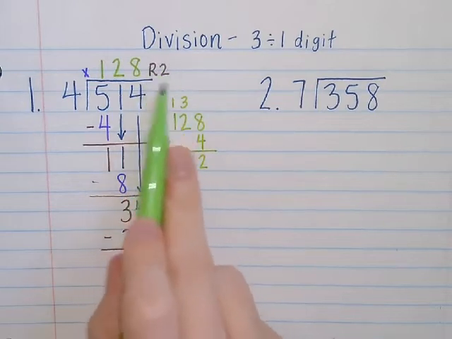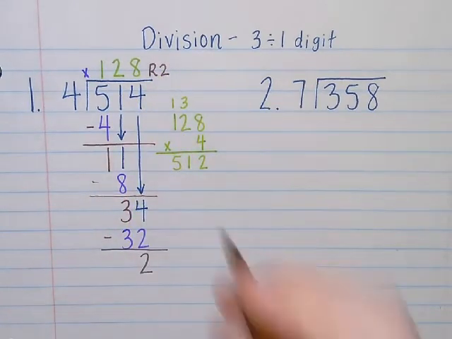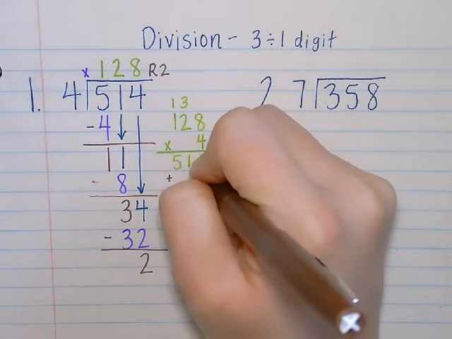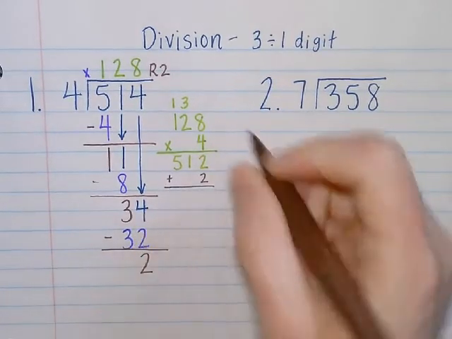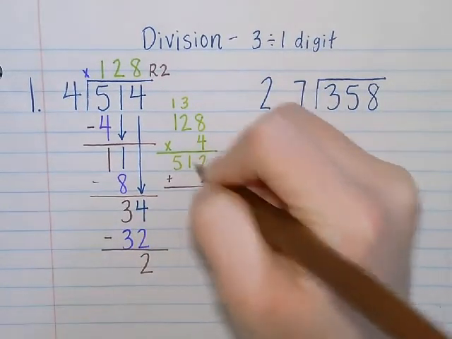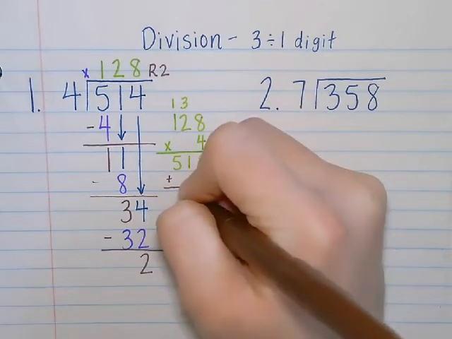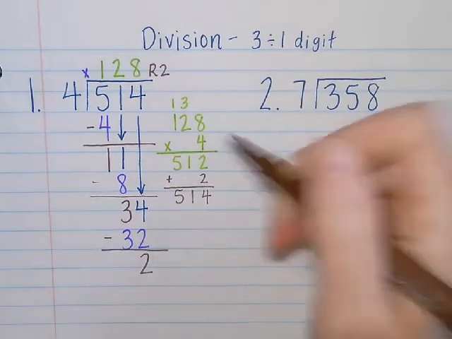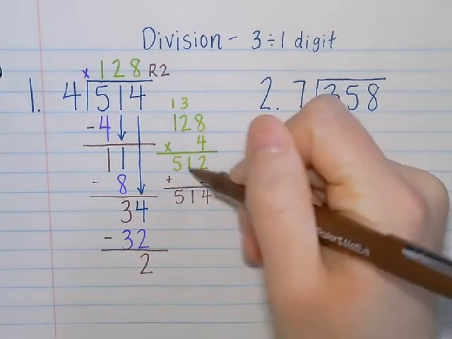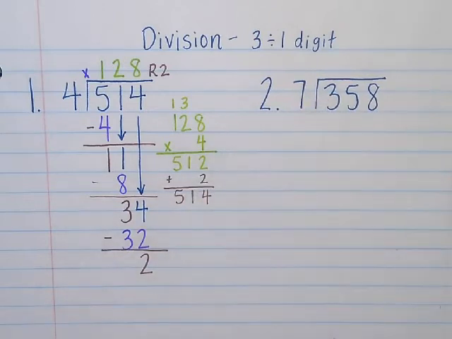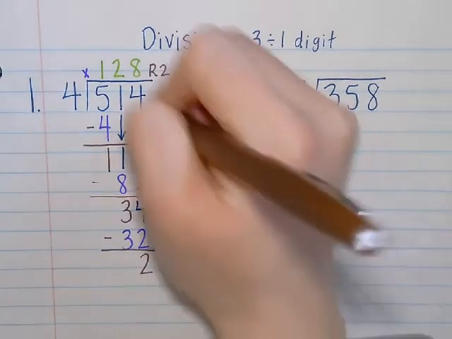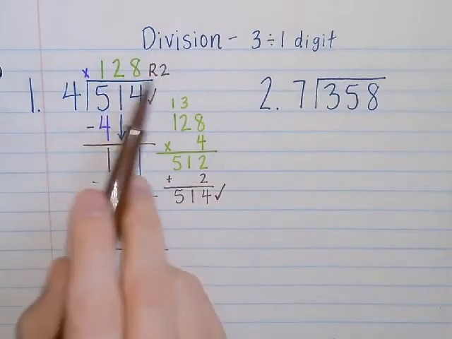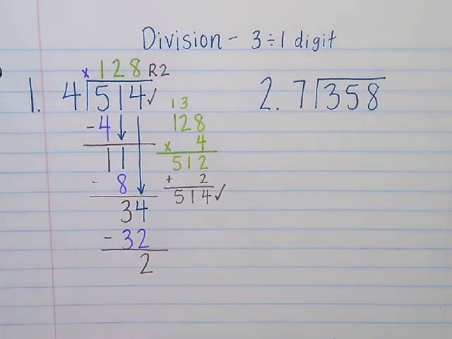I cannot forget about my remainder, so I add in that extra 2. 2 plus 2 is 4. 1 plus nothing is 1. 5 plus nothing is 5. So there it is. 514, 514. So I know that this is the correct answer.